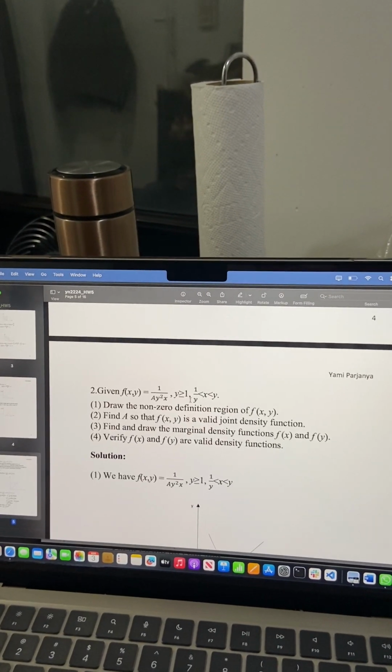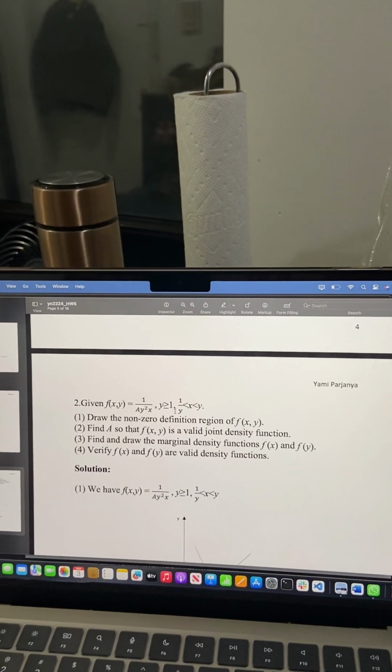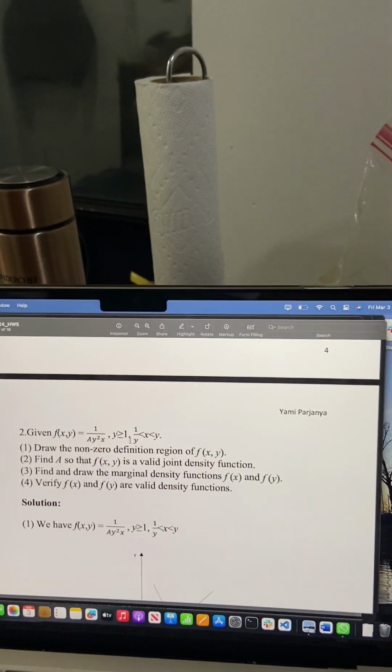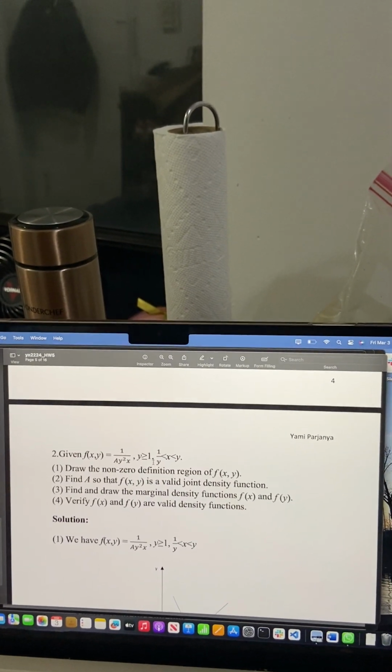I'm going to solve question 2 of homework 5. So we have f of x,y equals 1 upon 2y square x, and we have just 4 questions which we are going to solve.